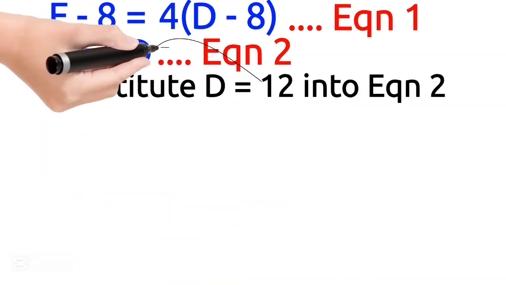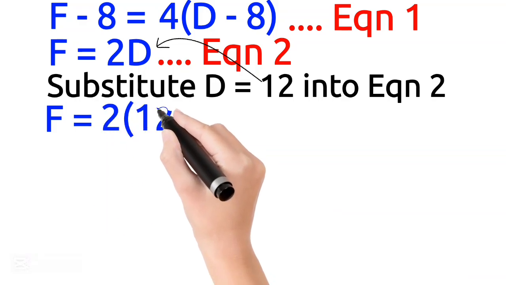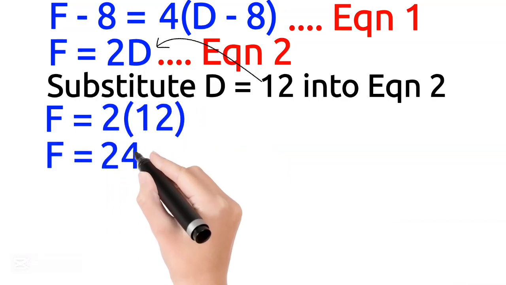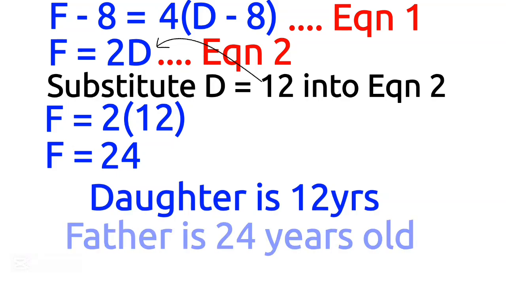Substitute 12 back into the second equation. F equals 2 times 12, which equals 24. So the daughter is 12 years old, and the father is 24 years old.